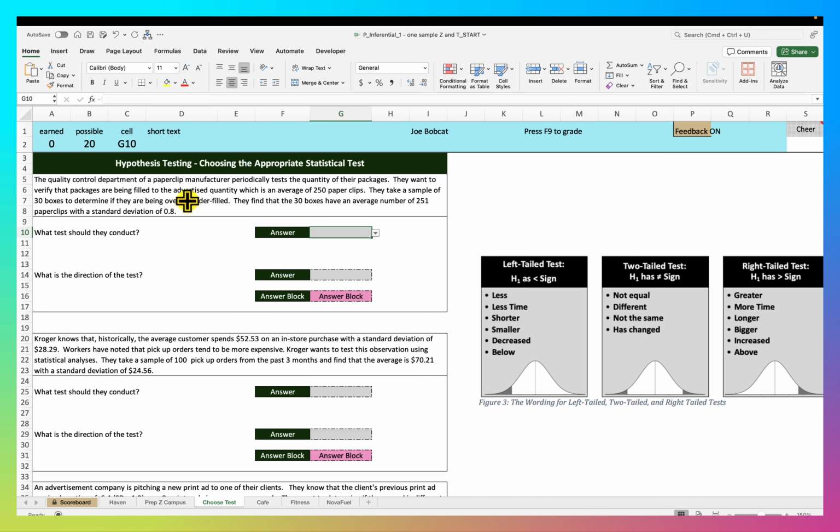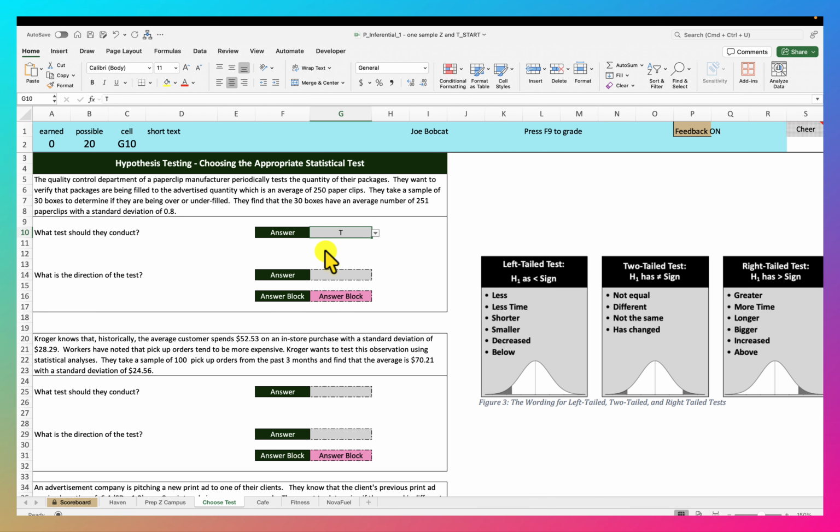So the quality control department wants to periodically test the quantity of their packages. They want to verify packages are being filled to an advertised quantity, which is 250. They take a sample of 30 boxes to determine if they are over or underfilled. They find that the 30 boxes have an average of 251 paper clips, with a standard deviation of 0.8. So what test should it be? All right, now this one is going to surprise you, maybe, but this is a t-test.